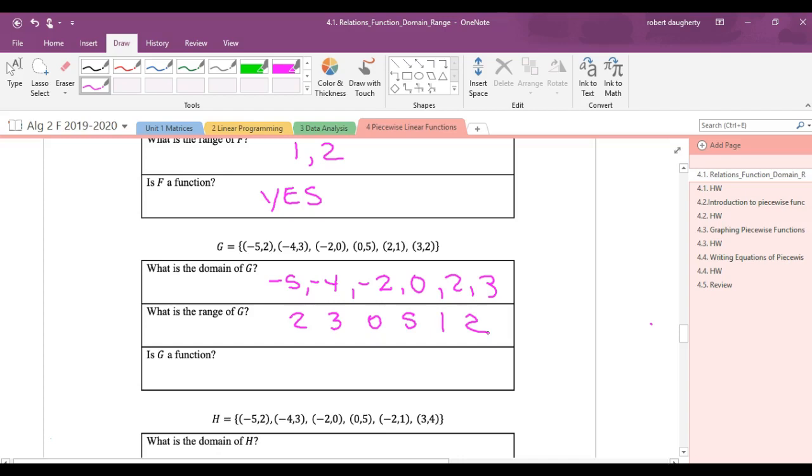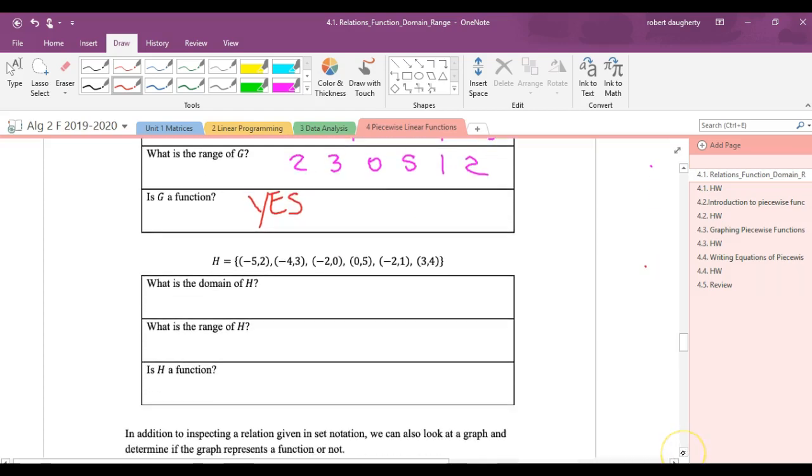Okay, what I'm looking for is every element in the domain is only giving me one value back in the range. Okay? -5 only gives you a 2, -4 only gives you a 3, and so forth. This is a function. Okay? So every domain element only gives me one range value back. Now look at the next one with H.